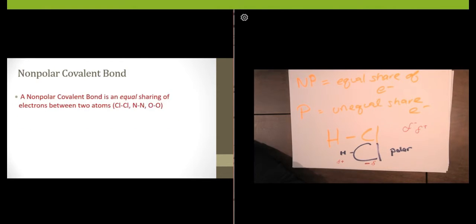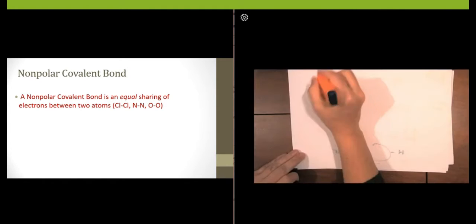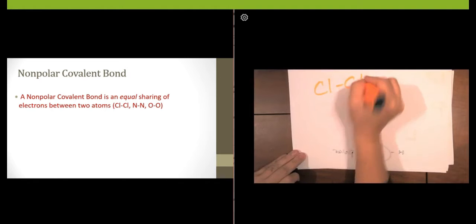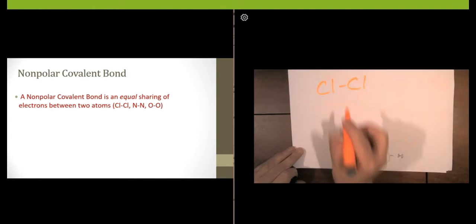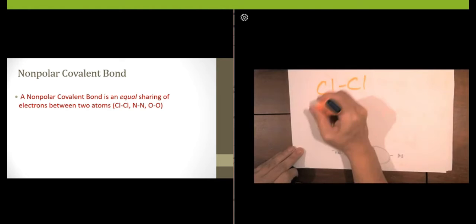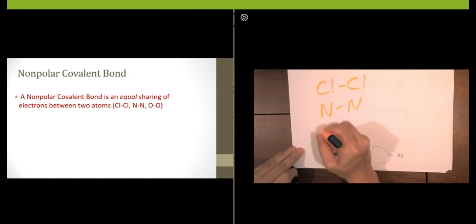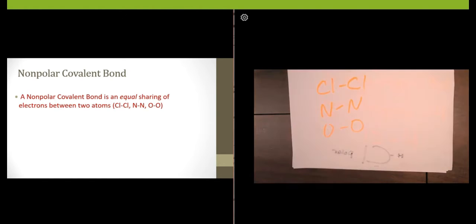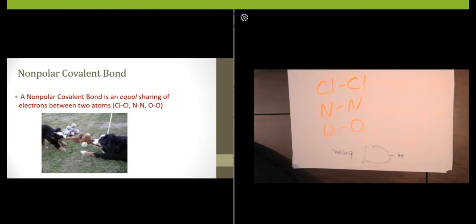So nonpolar is, of course, like I said, when they're equal sharing. Think of chlorine versus chlorine. They're exactly the same, right? So they're going to get an equal pull of the electrons. Nitrogen and nitrogen, oxygen and oxygen. They're the same size, so they're going to have the same pull. Same electronegativity, same pull.